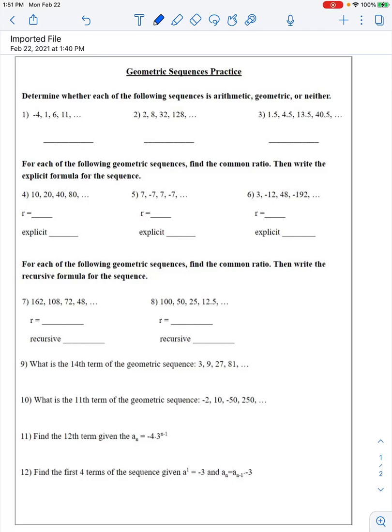Hey guys, today we're going to check our geometric sequences practice. For the first section it says determine whether each of the following sequences is arithmetic, geometric, or neither.